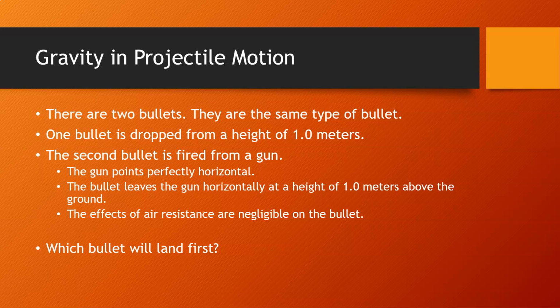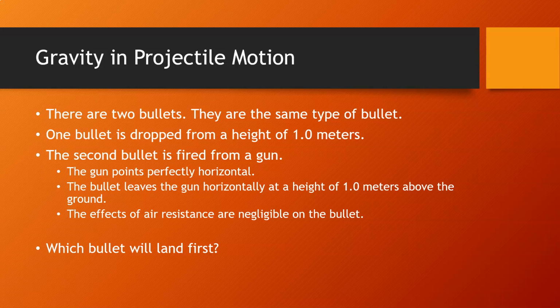In fact, that's the next point, gravity and projectile motion. We talked about this example in class. You have two bullets. They're the same type of bullet. One is dropped from a height of 1 meter and the other is fired horizontally from a height of 1 meter. And the question was which one lands first. The answer is they land at the same time.